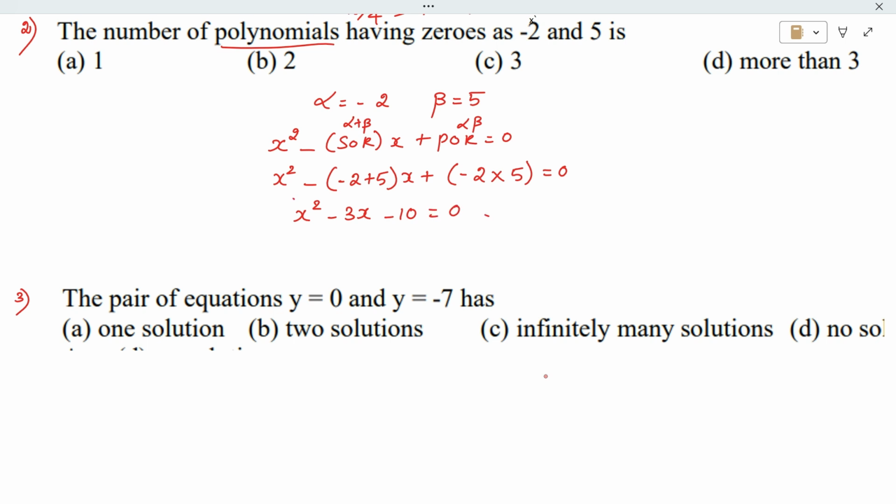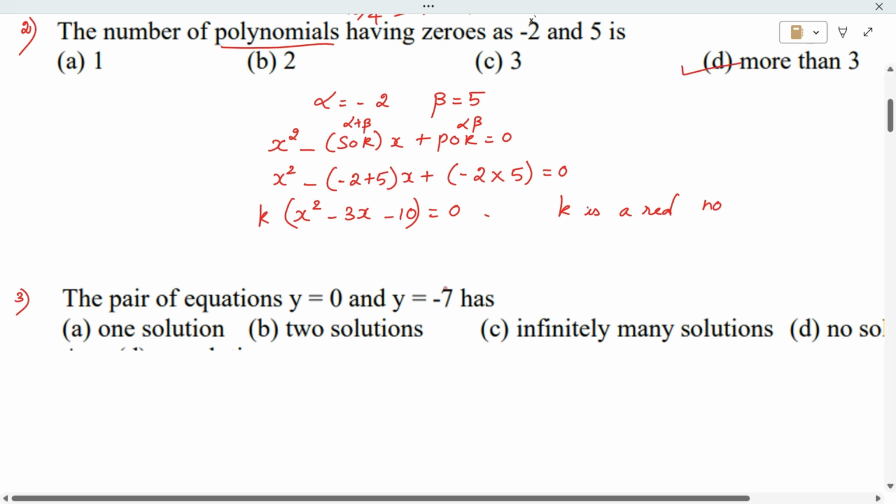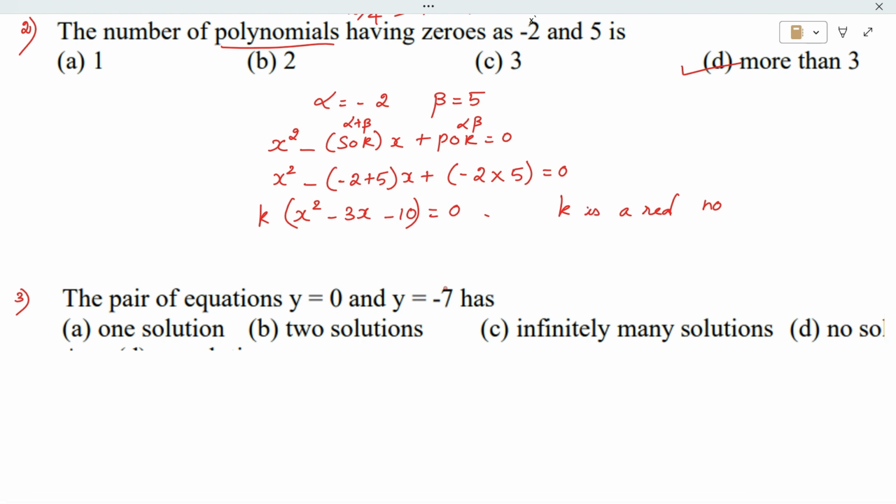If I am going to multiply this with some constant k, where k is a real number, then there will be multiple polynomials possible, isn't it? Since k is a real number, it can take any values like 1, 2, 3, and so on. So if I substitute k as 1, I will get one polynomial. If I substitute k is equal to 2, I will get another polynomial. If I substitute k is equal to 90, I will get another polynomial. So there are more than 3 polynomials possible to have the zeros as minus 2 and 5. So the option is D, more than 3.